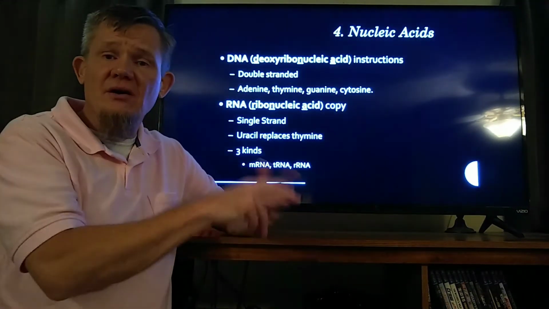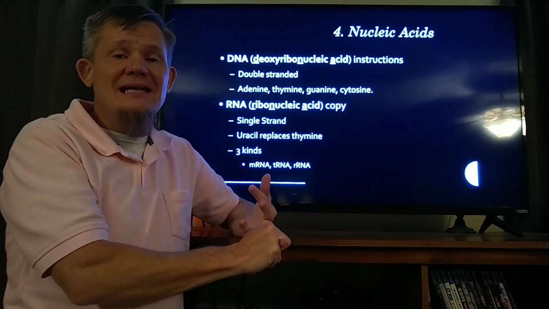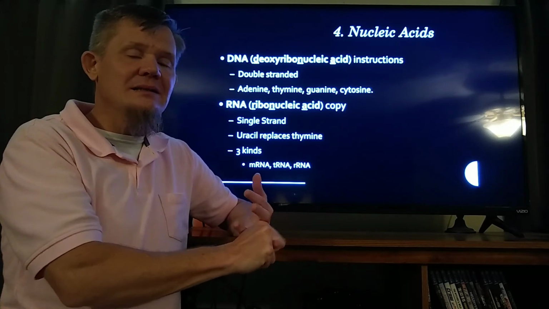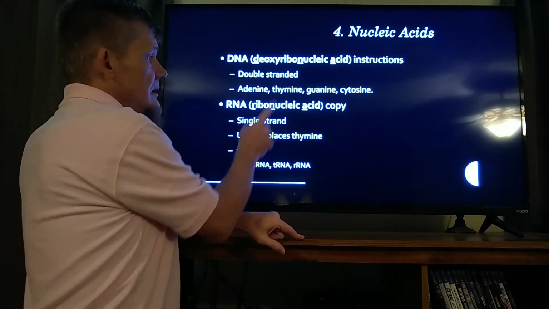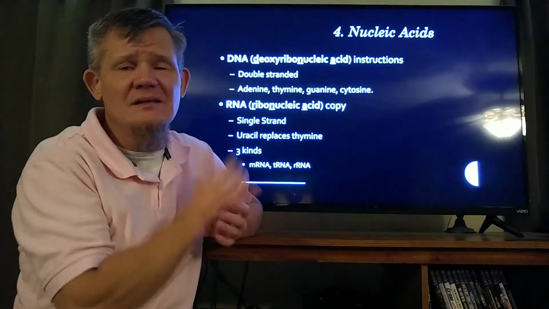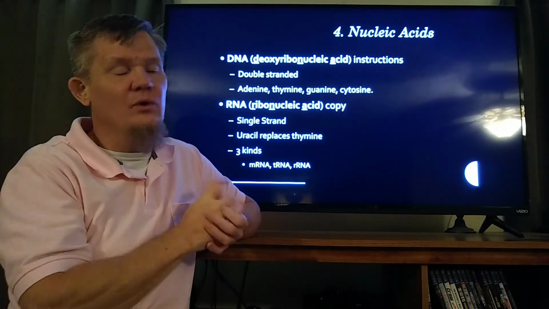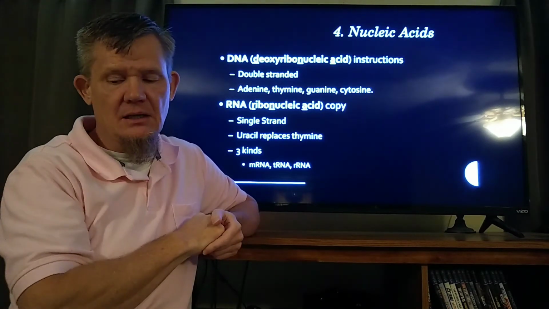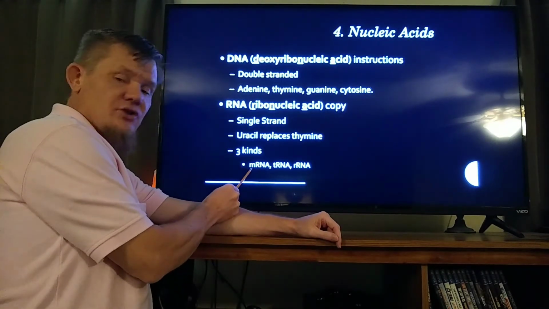DNA is double-stranded, RNA is single-stranded. DNA is made of adenine, thymine, guanine, and cytosine. RNA is made of adenine, uracil, guanine, and cytosine. There's only one kind of DNA. DNA is DNA. There are at least 5 kinds of RNA, and we're going to talk about 3 kinds in our class. RNA, M stands for messenger.